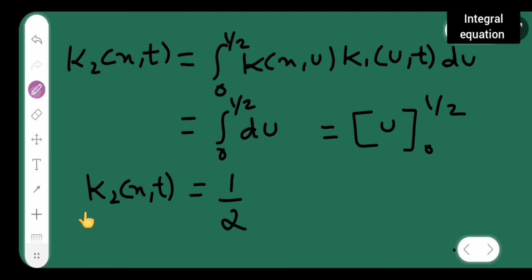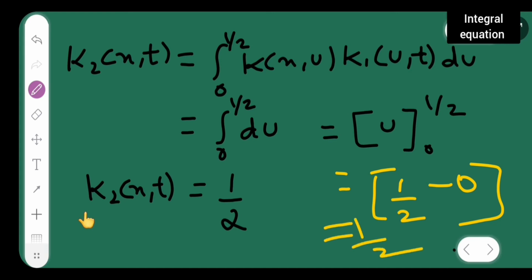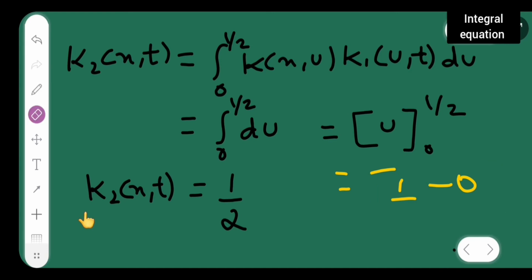Upper limit minus the lower limit, meaning I have to do like this. Half minus 0 I will get, right? And then finally 1 by 2. So let me do this. Okay, k2(x,t) is equal to half. Okay, I'll turn the page.